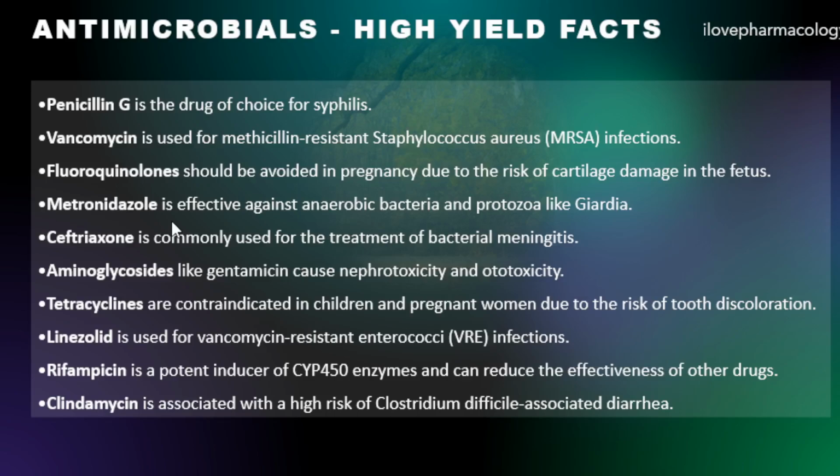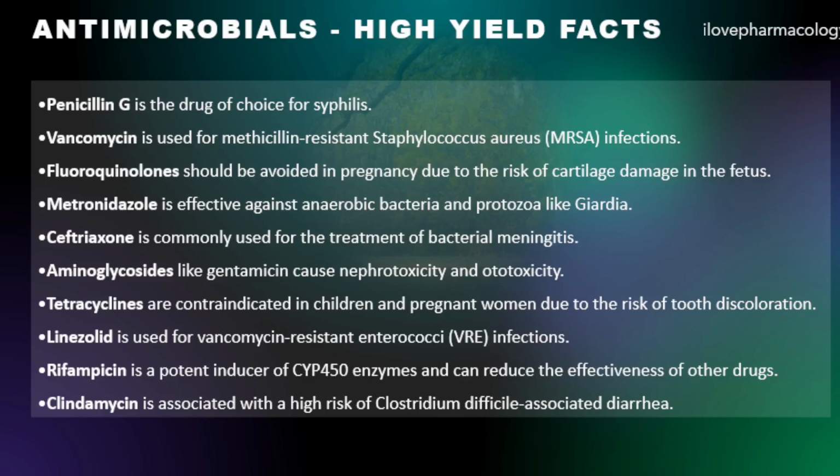Coming to metronidazole, it is effective against anaerobic bacteria. And when we talk about ceftriaxone, it is one of the popularly known and commonly used drugs for the treatment of bacterial meningitis. When we talk about the aminoglycosides like gentamicin, they are more prone to causing nephrotoxicity and ototoxicity. Tetracycline, again a very important drug but a deadly drug among children and pregnant women. Tetracyclines are totally contraindicated in children and pregnant women due to the risk of tooth discoloration, etc.